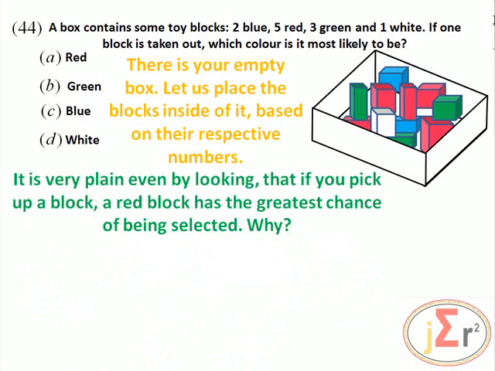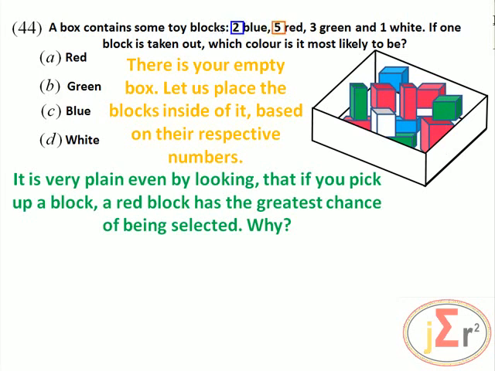It is very plain, even by looking, that if you pick up a block, a red block has the greatest chance of being selected. Why is it so? Notice, look at the box. If you put your hand in, what color block is the most likely block to come up, Jerry? Red. Why? Because it's the largest number of blocks. Right, that is why.